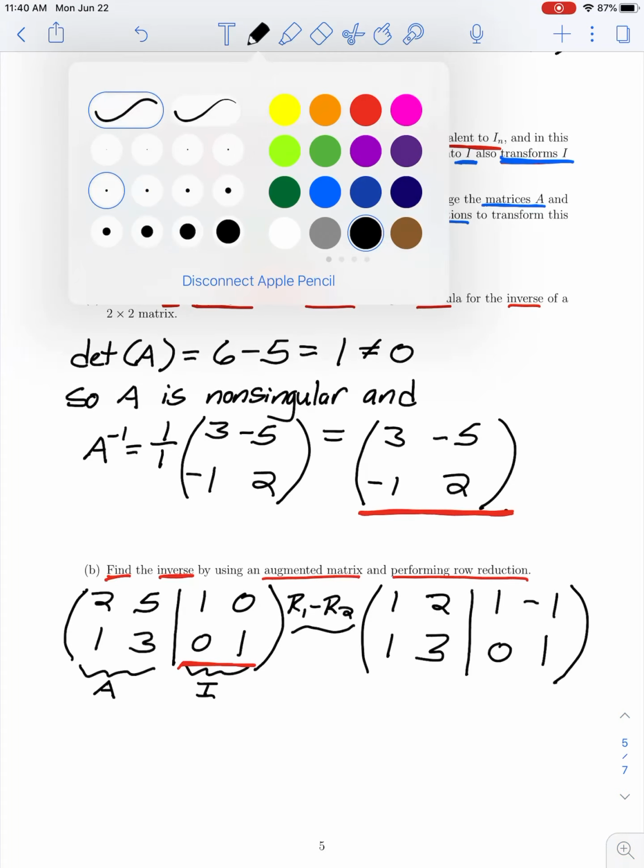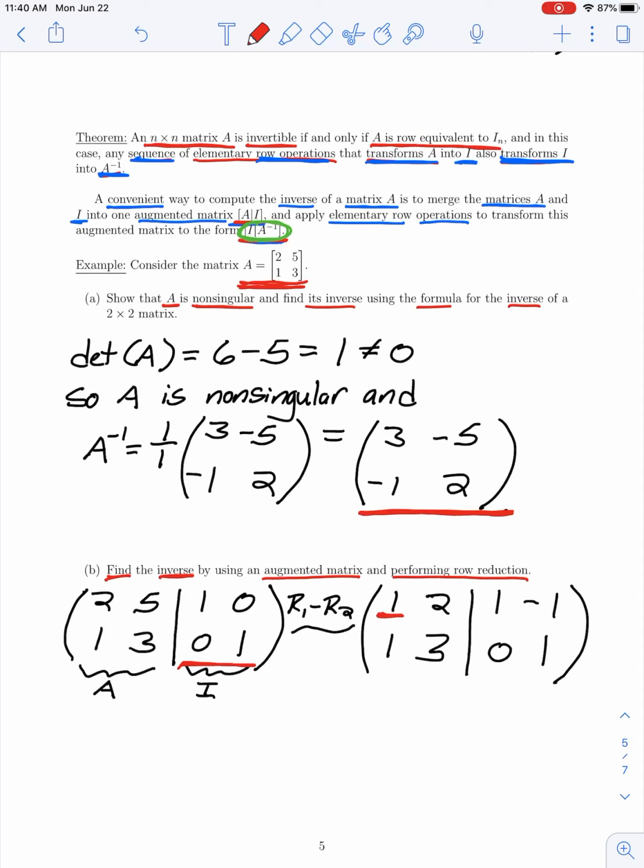So let's keep moving. Now I have the 1 in the lead position that I wanted. I need to eliminate the 1 that appears below that. So I could accomplish that by taking row 2 and subtracting row 1 from it. So row 2 subtracting row 1 gives me 0 and 1. And my first row I'm going to leave alone for right now. I've got 1, 2.